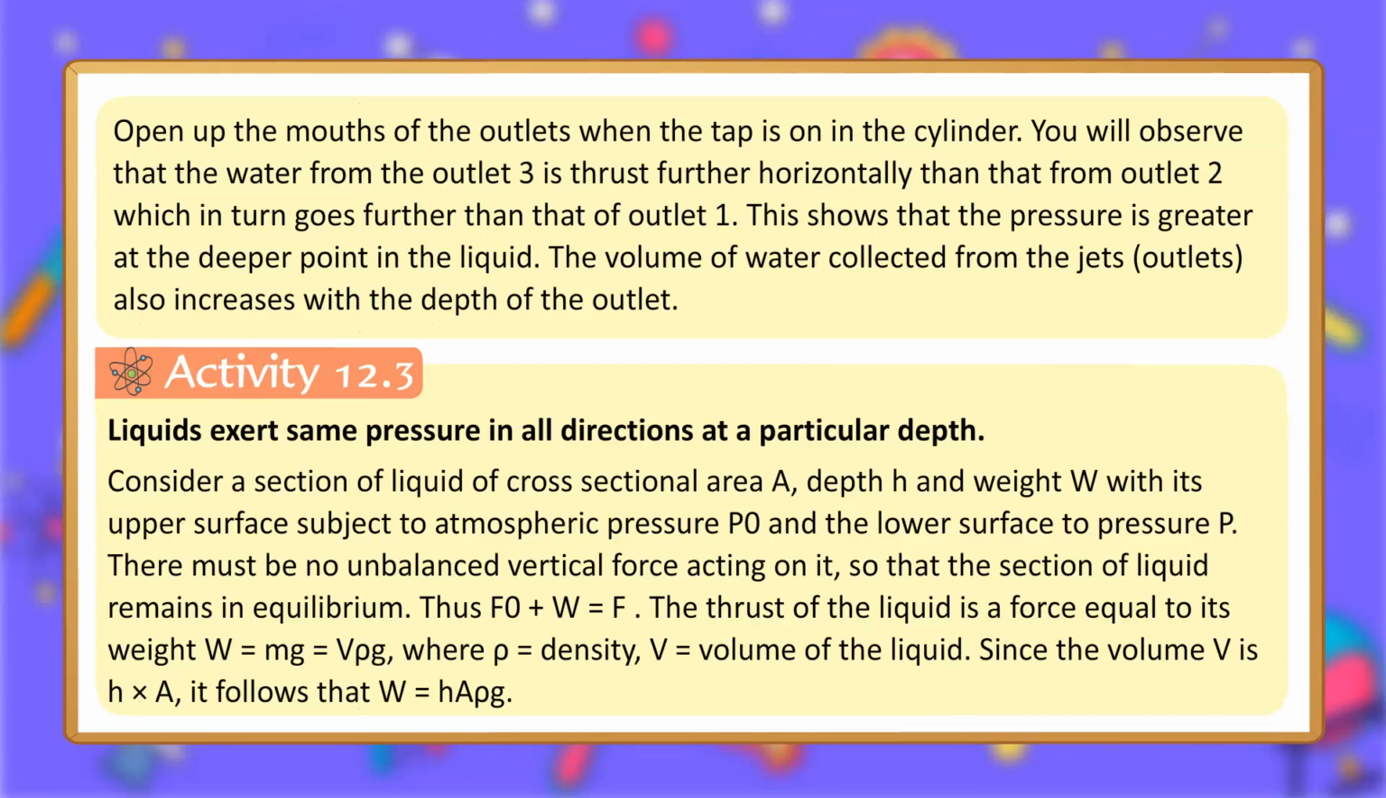The thrust of the liquid is a force equal to its weight, W equals mg equals V rho g, where rho equals density and V equals volume of the liquid. Since the volume V is h times A, it follows that W equals h A rho g.